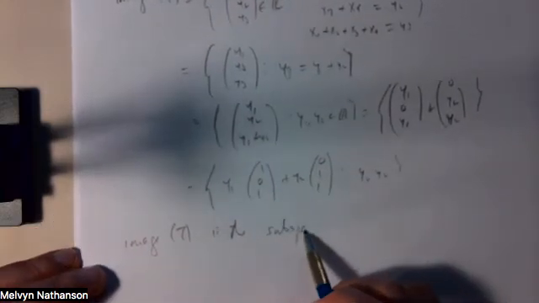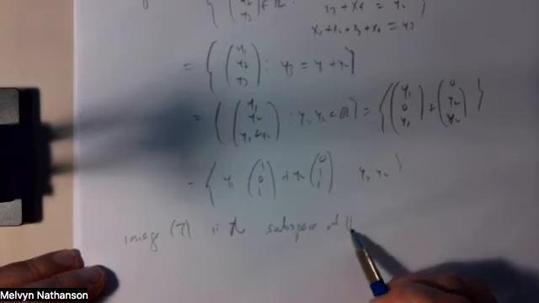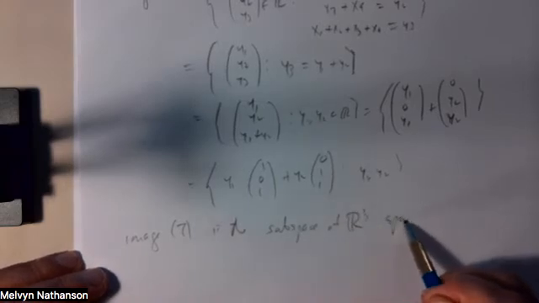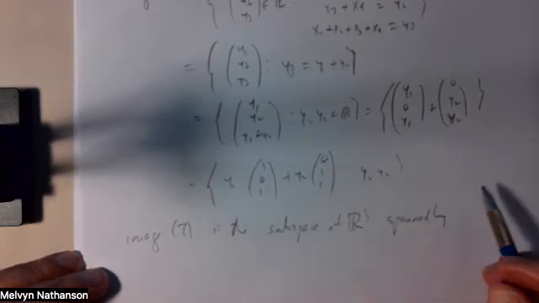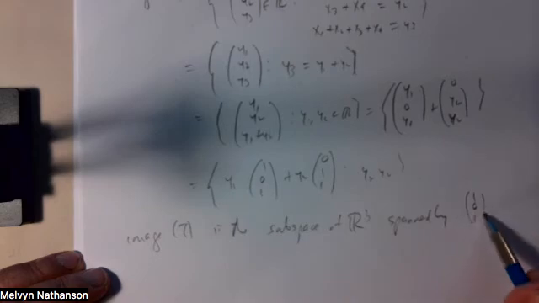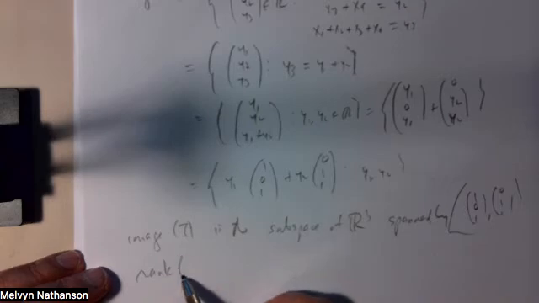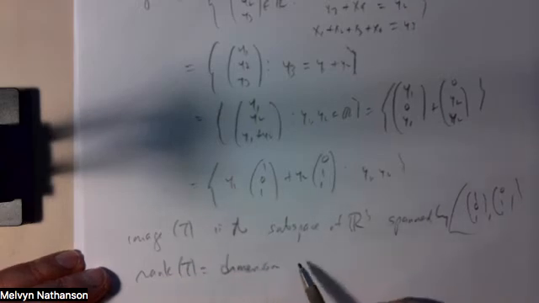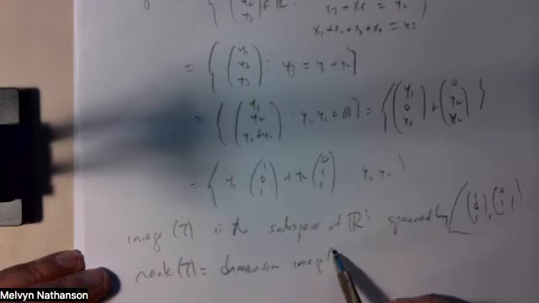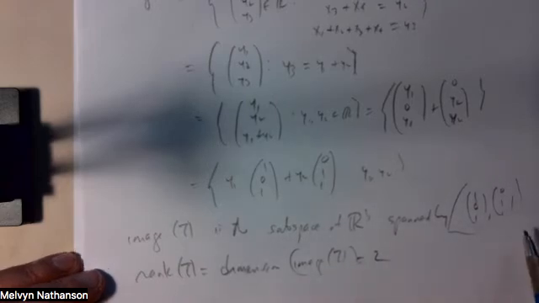So the image of T is the subspace of R3 spanned by the vectors 1, 0, 1 and 0, 1, 1. And so the rank of T, which is by definition the dimension of the image of T, is 2.